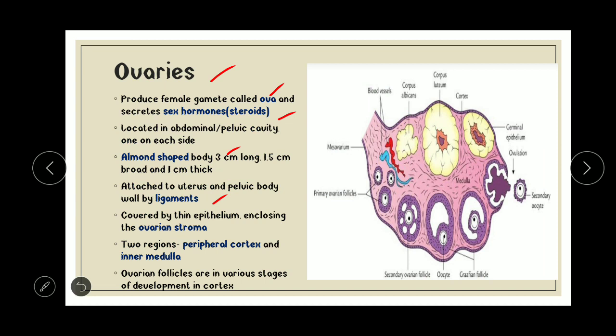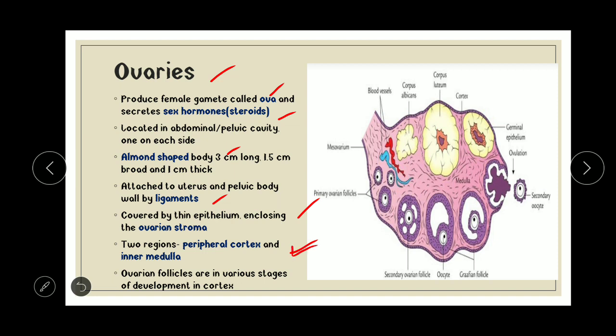Ligaments are tissues that connect one part of the body to another part, so they are attached by ligaments. There is a variety of ligaments. Then it is covered by thin epithelium, including the ovarian stroma. The central fluid-filled part of the ovary is called the stroma, and it is covered by thin epithelium. Epithelium has the usual function of protection. Then the two regions are the peripheral cortex and the inner medulla. This you have to remember.